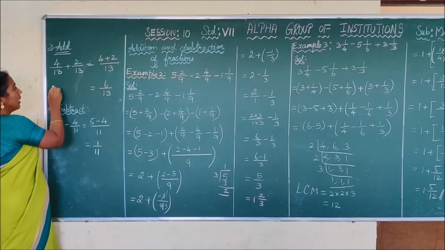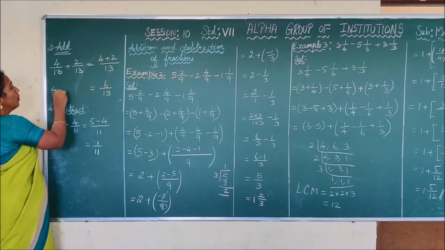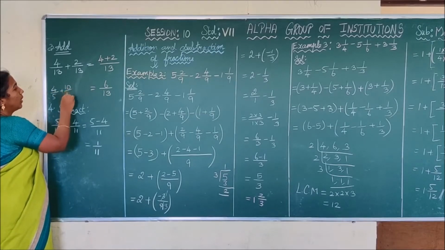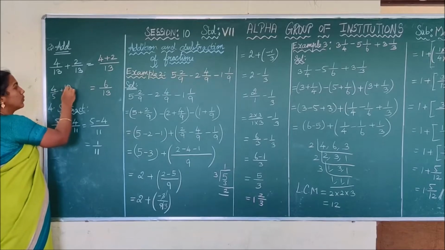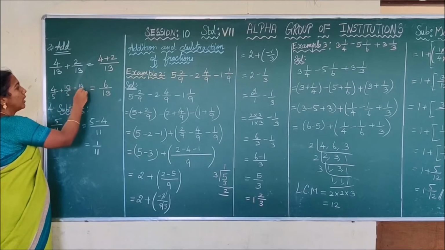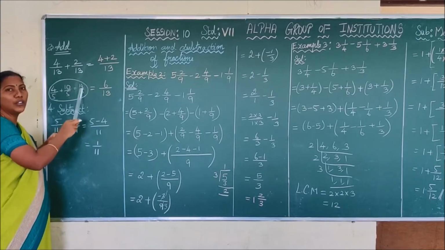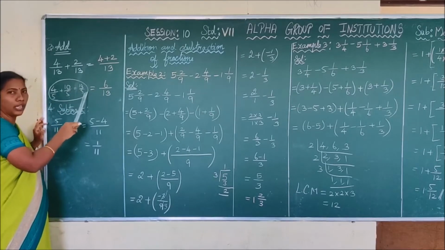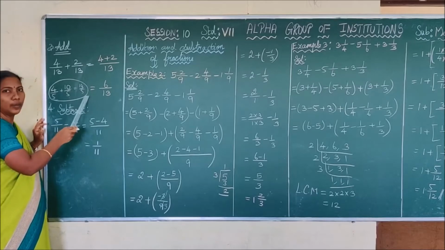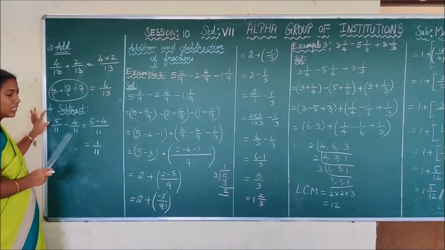Suppose the question is like this: 4 by 5 plus 10 by 5. How can you add this? 10 plus 4 equal to 14 by 5. If the denominators are the same, you can easily add the numerators and write the denominator only one time. Okay, don't add the denominator. You already know this in the 6th standard itself.